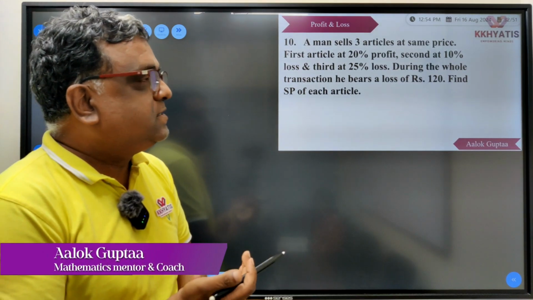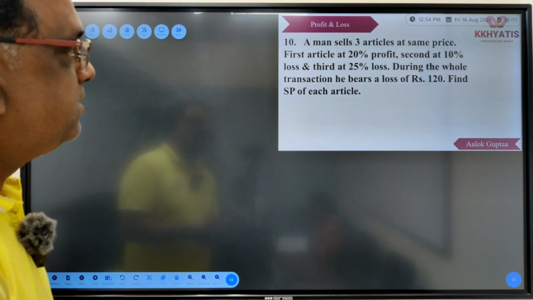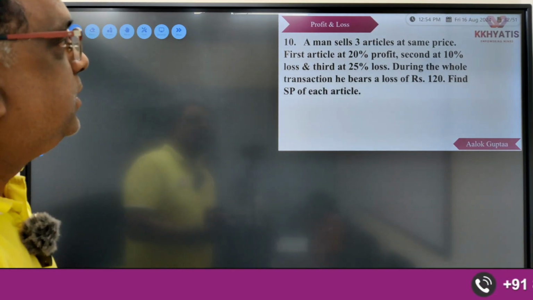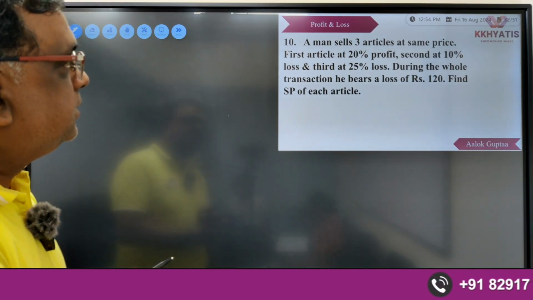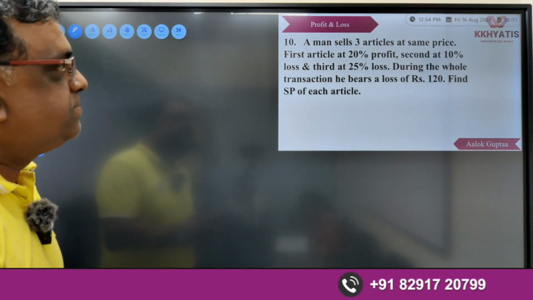A man sells 3 articles at the same price. The first article at 20% profit, the second at 10% loss, and the third at 25% loss. During the entire transaction, he bears a loss of rupees 120. Find the SP of each article.